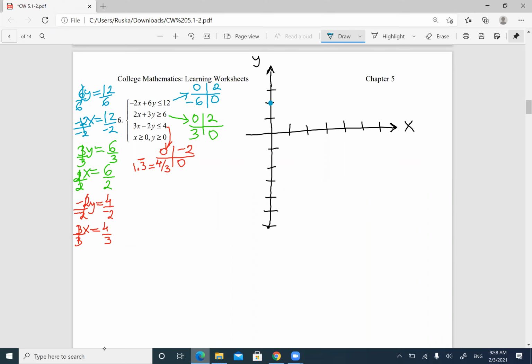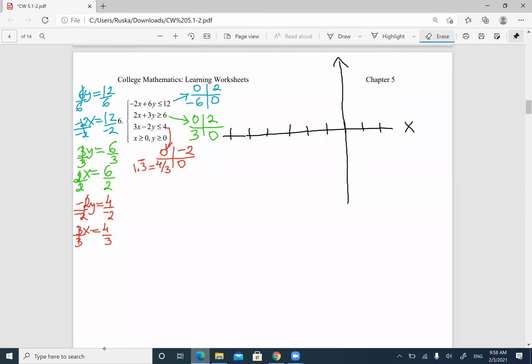Oh, x is negative. Oh, I'm sorry, I have it backwards. Okay, I need to move this. Sorry, I have it in the wrong place. Okay, so it should be something like this.